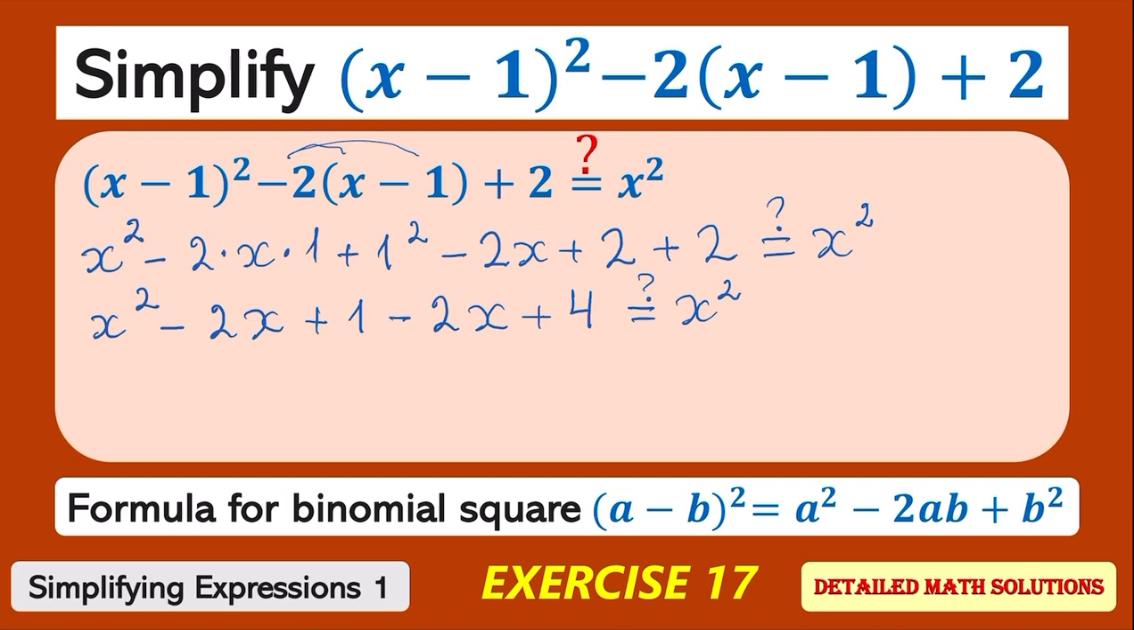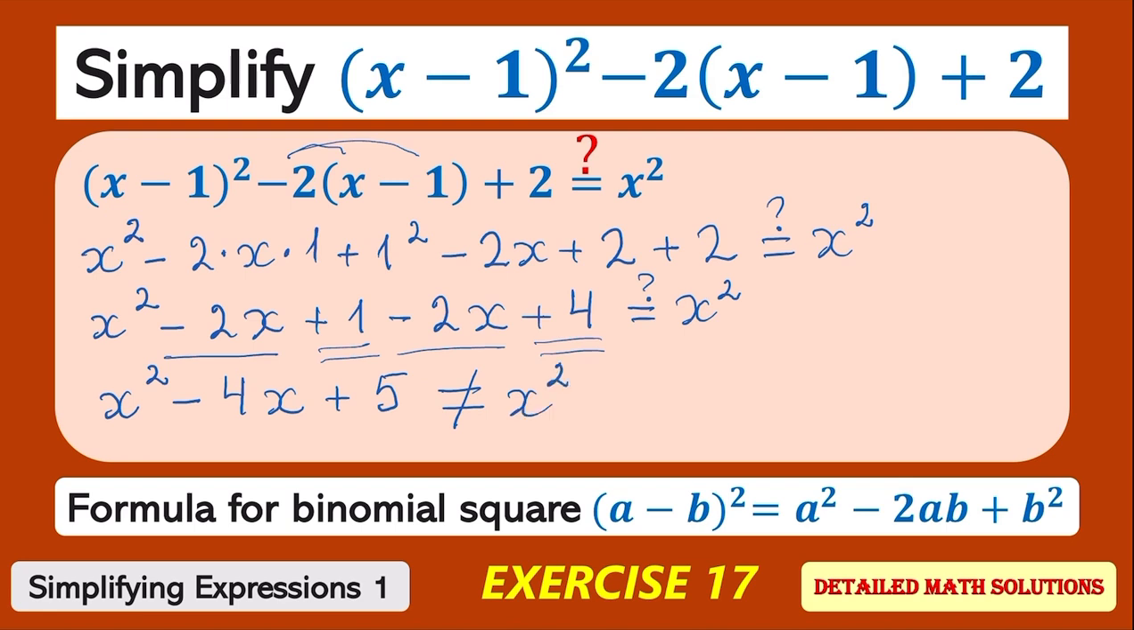Next step, I need to add like terms. Like terms are minus 2x, and then plus 1 and plus 4. When I do that, I get x squared minus 4x plus 5. And I can see that this expression does not equal x squared. Therefore, I can say that it does not simplify to x squared.